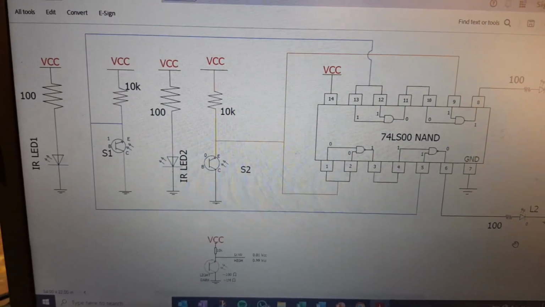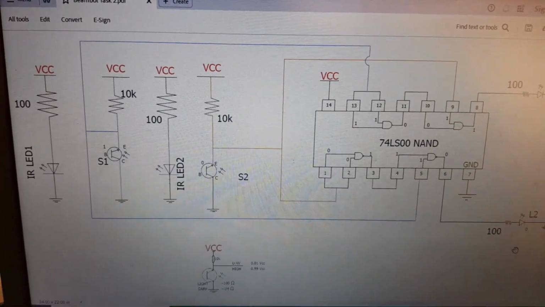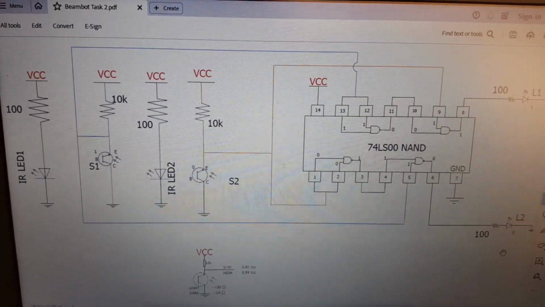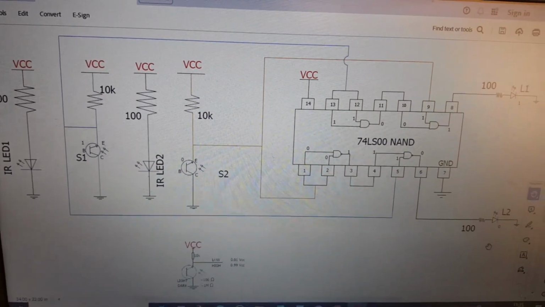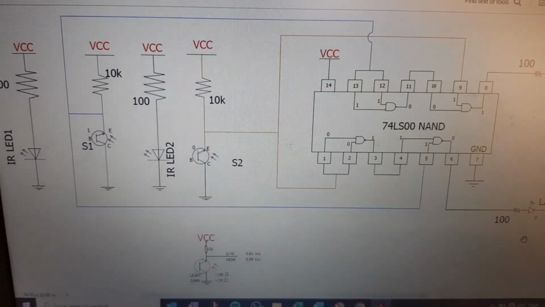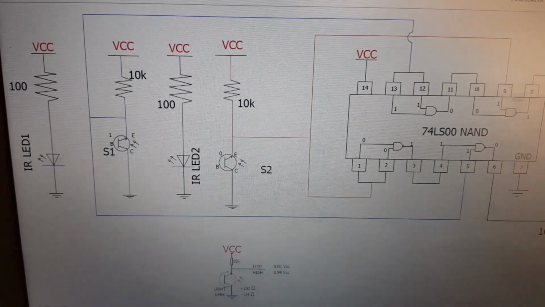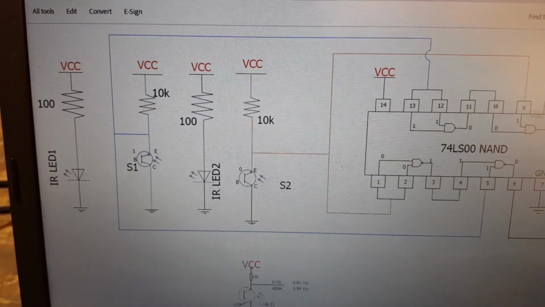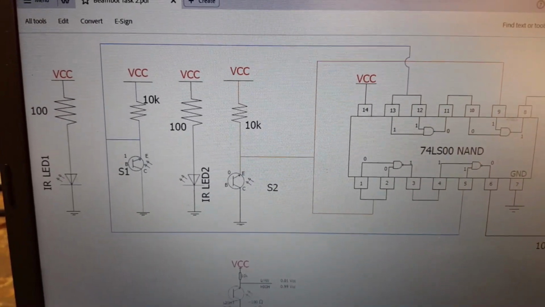So in this case, you will see that we now have placed the IR LEDs with a 100 ohm resistor connected to VCC and to ground. And you will also see that the only other change is that your S1 or S2 is your photosensor that is connected then to your 10K resistor.